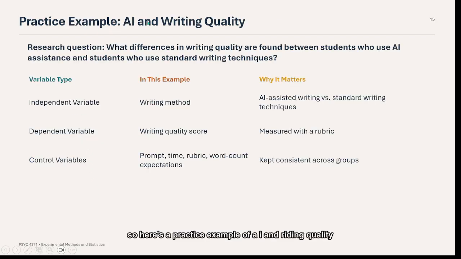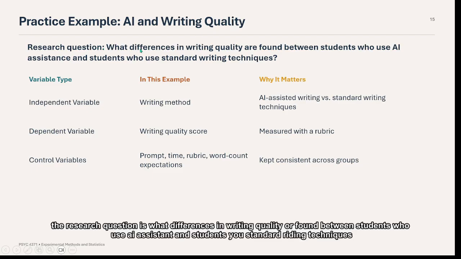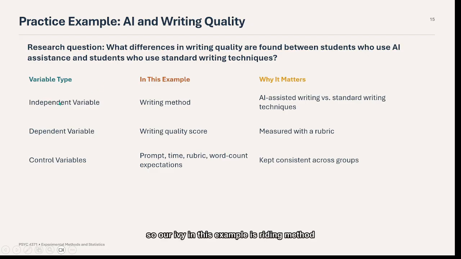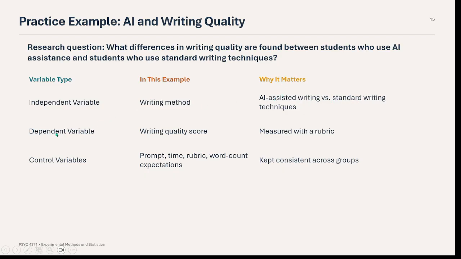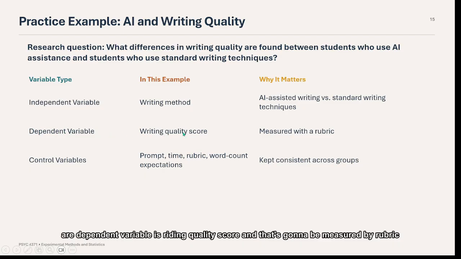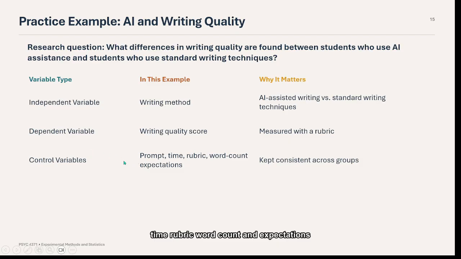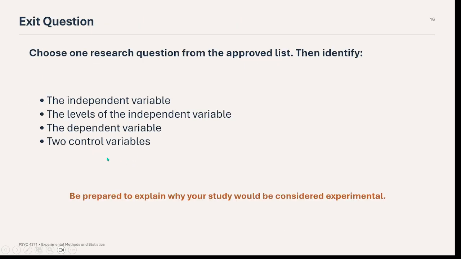So here's a practice example of AI and writing quality. The research question is, what differences in writing quality are found between students who use AI assistance and students who use standard writing techniques? So our IV in this example is writing method, and what we're looking at is AI-assisted writing versus standard writing techniques. Our dependent variable is writing quality score, and that's going to be measured by a rubric. And our control variables that we want to keep consistent across groups are prompt, time, rubric, word count, and expectations.